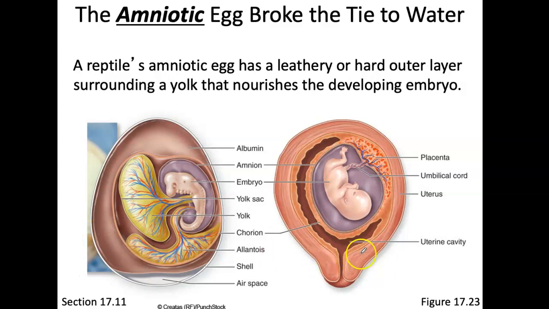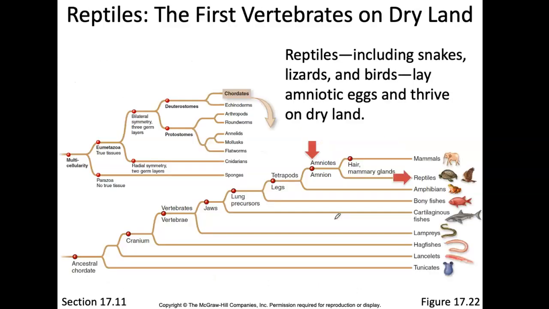And this, of course, is an organism that has a uterine cavity, and that has the fluid also, has a placenta, and this amnion, this amniotic sac that allows this developing baby to stay moist. Both of them the same thing, one with a shell, one in a uterus. So reptiles really were the first vertebrates on dry land. They include the snakes, the lizards, and the birds. And they lay these amniotic eggs, and they'll do fine on land.